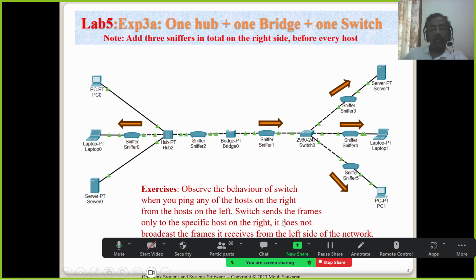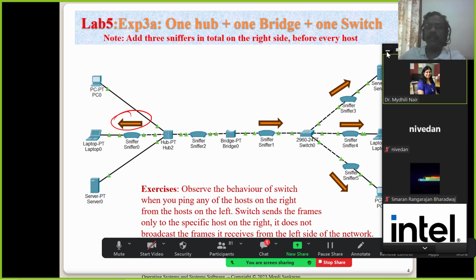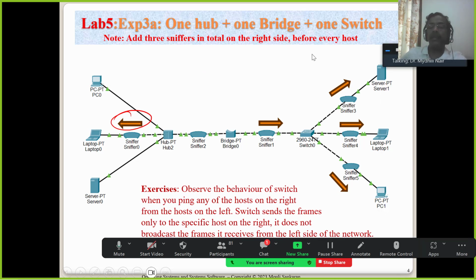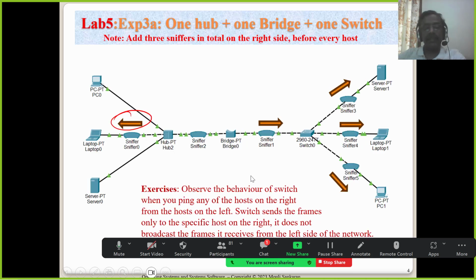I think 1 hour is over, so I should not spend too much time. Somebody said that I should talk about the sniffer. If I show you a sniffer, why the sniffer? It is very specific to Packet Tracer. It's not that I don't know; C section students have tried it out on the sniffer.